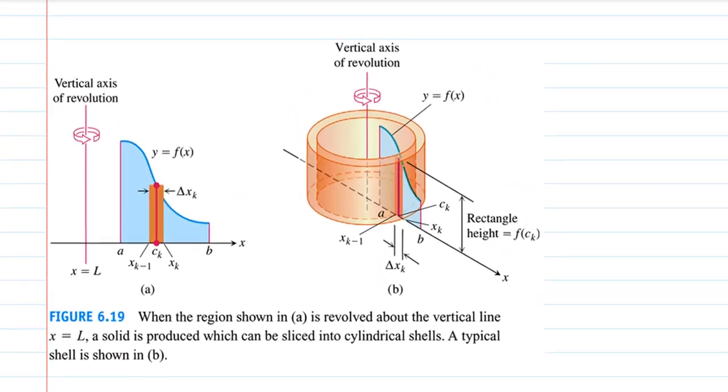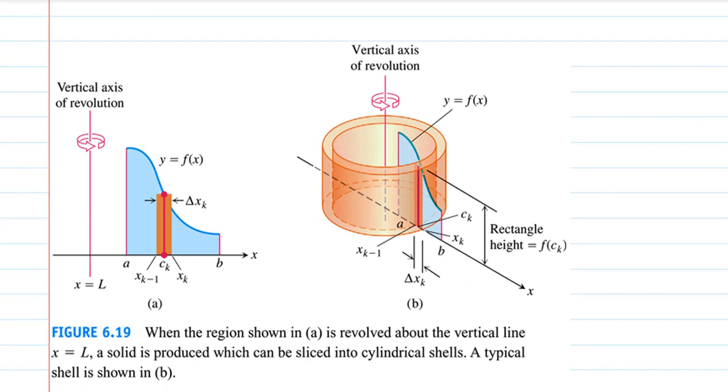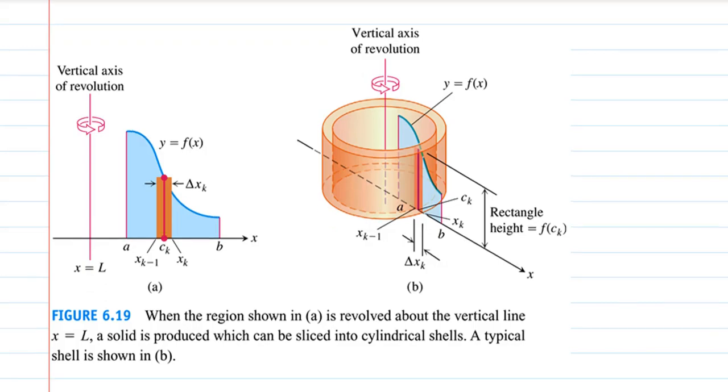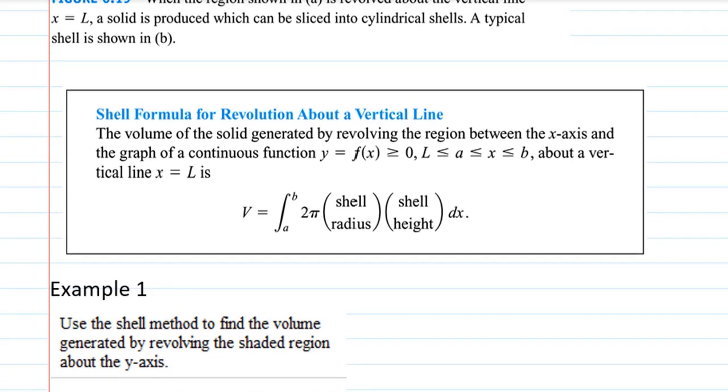So when the region shown in this picture is revolved around a vertical line, x equals L, here's the vertical line, x equals L, a solid is produced which can be sliced into cylindrical shells. So we have a whole bunch of these cylindrical shells that we're going to be adding the volumes up as we go. And that's how we developed this formula for the shell method.